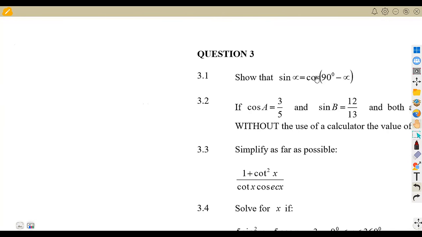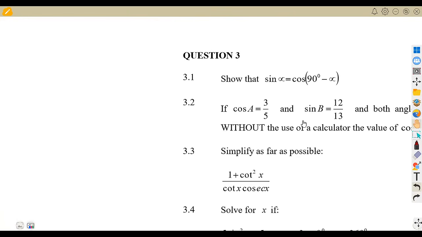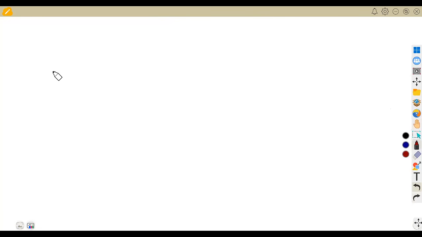Show that the sine of alpha is equal to the cosine of 90 degrees minus alpha, and that is 3 marks. So we are given the condition to prove that the sine of alpha should be equal to the cosine of 90 degrees minus alpha. What can you do? It is very difficult for us to prove from the left-hand side. We just have a single trig, but on the other side we have 90 minus alpha as the angle.